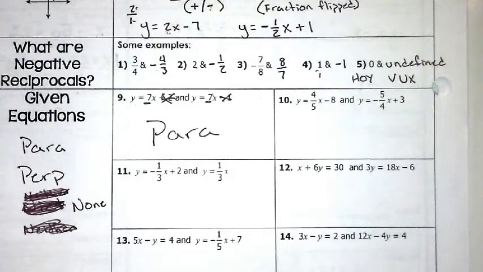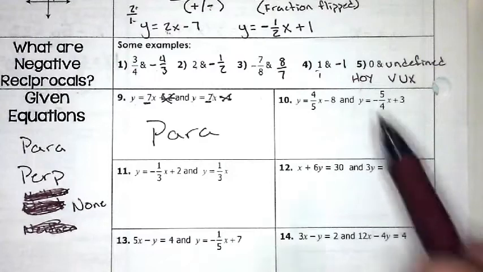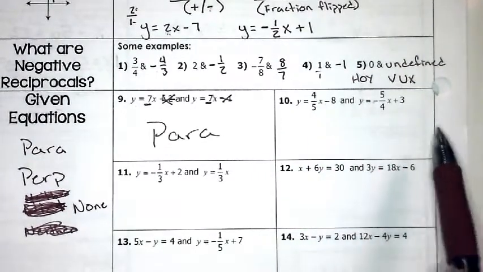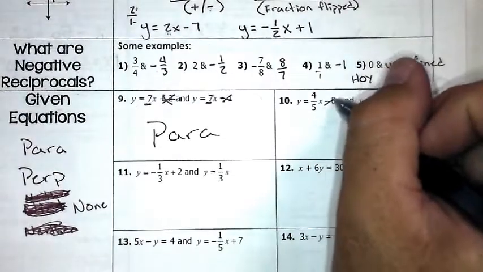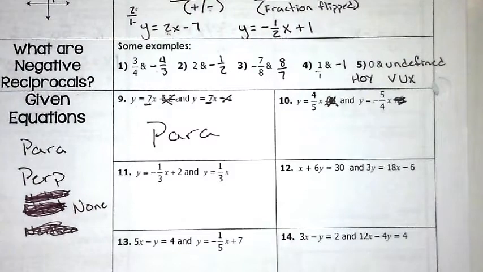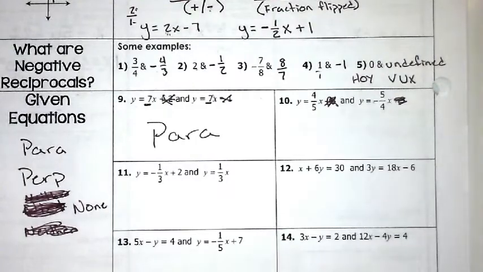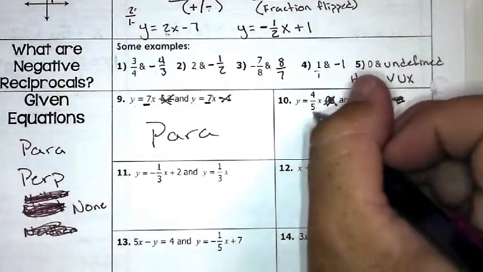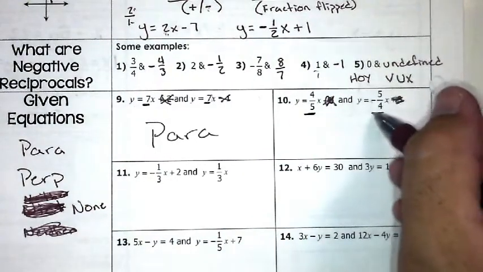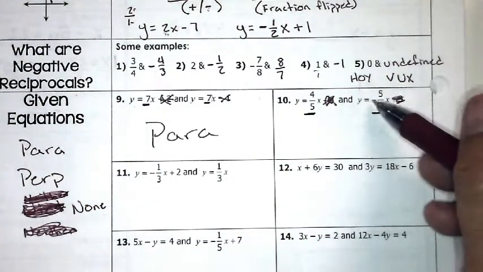All right, number 10. Are these in slope-intercept form? Yes. First and foremost, I like to scratch out the y-intercepts because when I'm identifying parallel and perpendicular, the only thing I care about is the slope. I have positive 4 over 5. The other slope, I have negative 5 over 4.